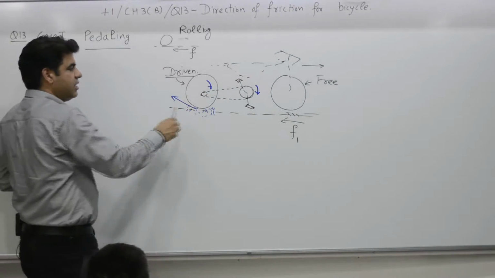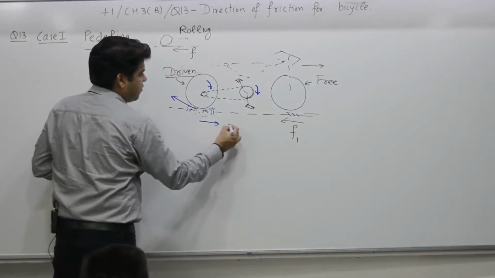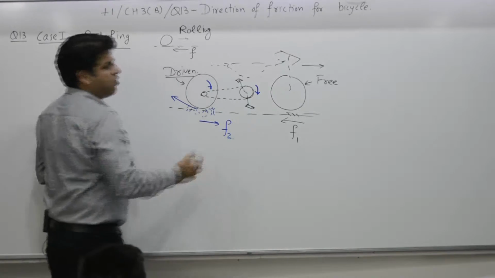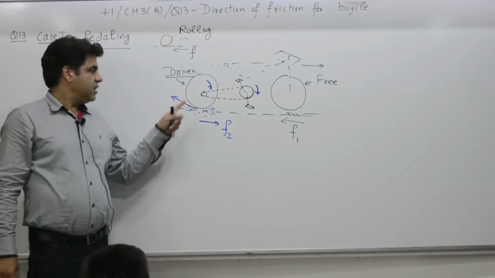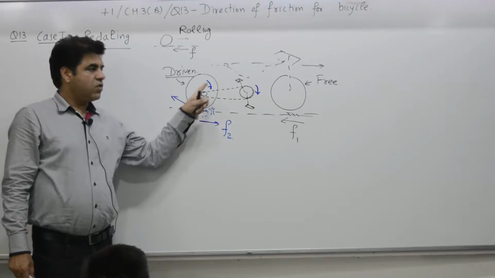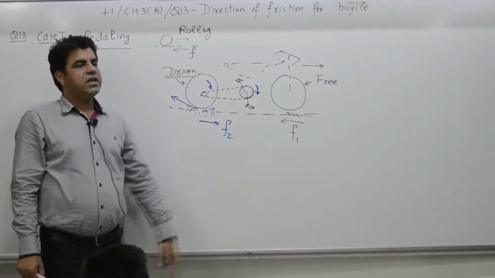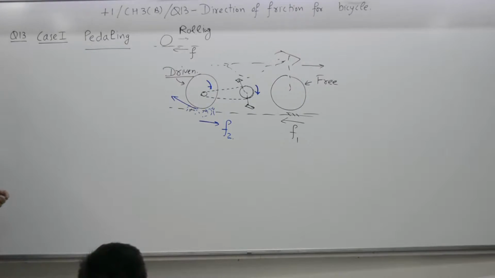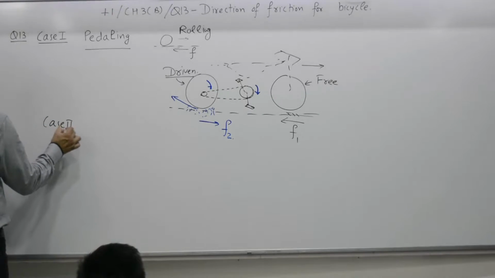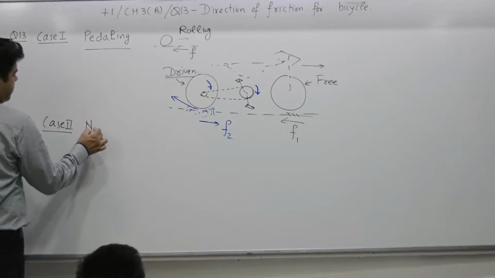That is why it will get friction in forward direction. So, the rear wheel is having friction in the forward direction and the front wheel is having in the backward direction. This is case number 1, pedaling. Case number 2, no pedaling.